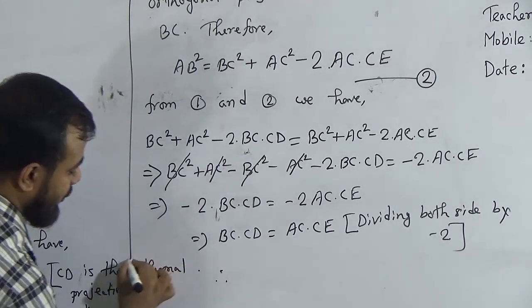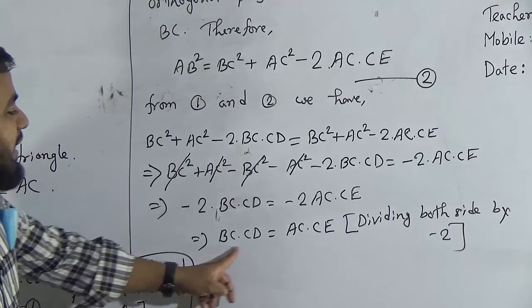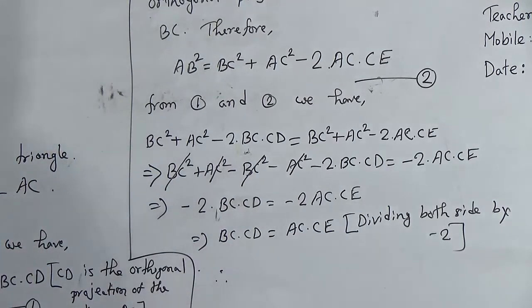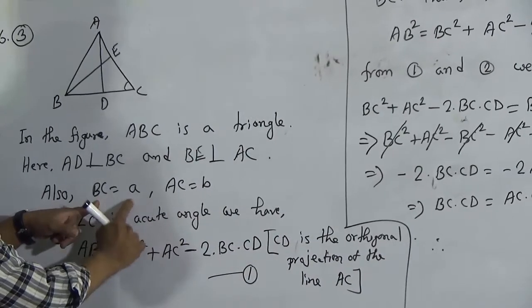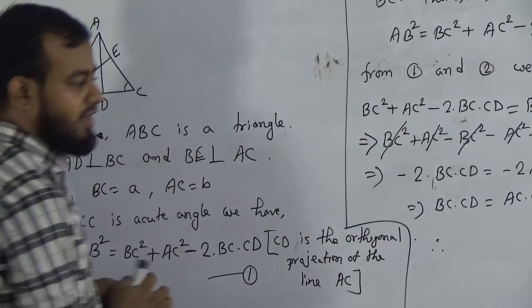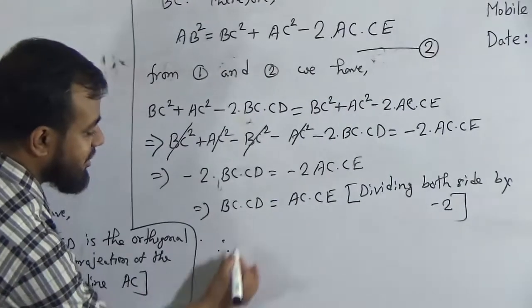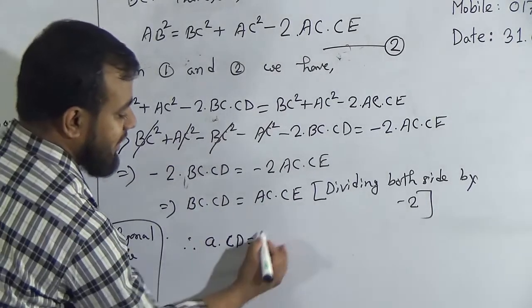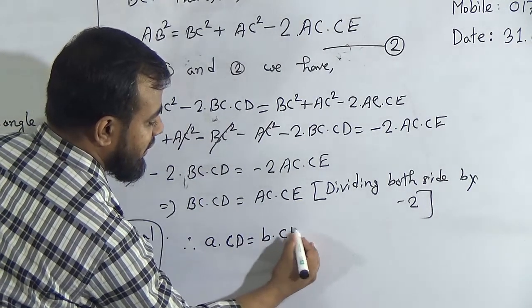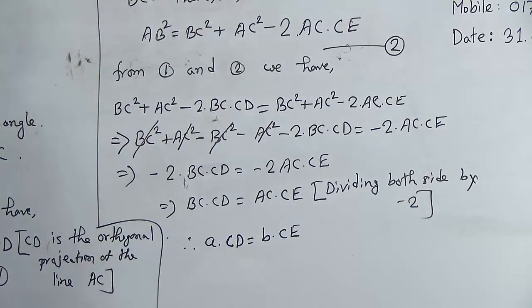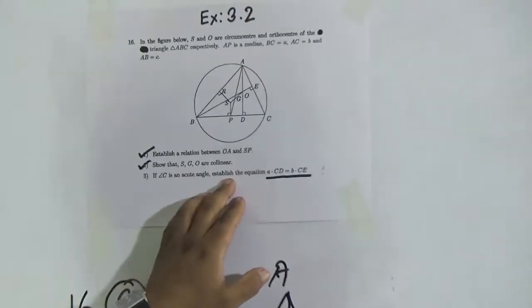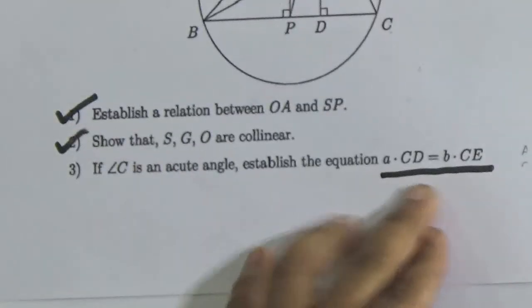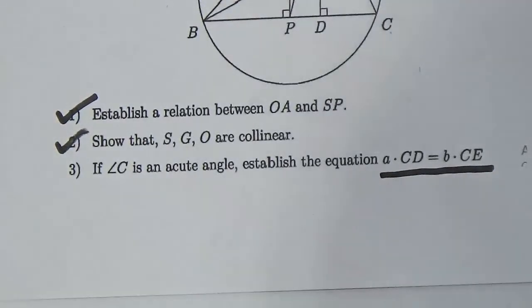Therefore, we can write down what? BC and AC's value we know already, my dear students. BC equal to a and AC equal to b. In the place of BC you can write down a, in the place of AC you can write down b. So put the value of BC and AC. a dot CD, that's equal to the AC's value b into CE. This is our required result. The question says that if angle C is an acute angle, establish this equation. So if this one is already established, you can write down established.